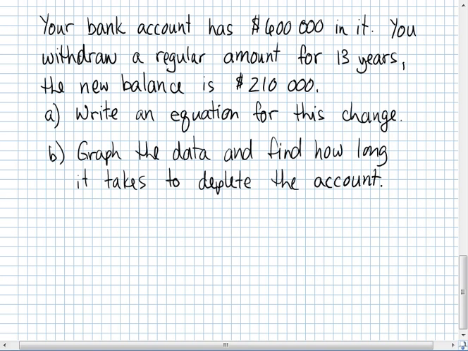Okay, one of the other things you'll have to be able to do is write equations to demonstrate a rate of change. So I'll give you a second right now, pause the video and read this question over. You should hopefully be able to figure out that there is an initial amount of money you have, and then it decreases at a constant rate. And that constant rate is the slope that we need to figure out.